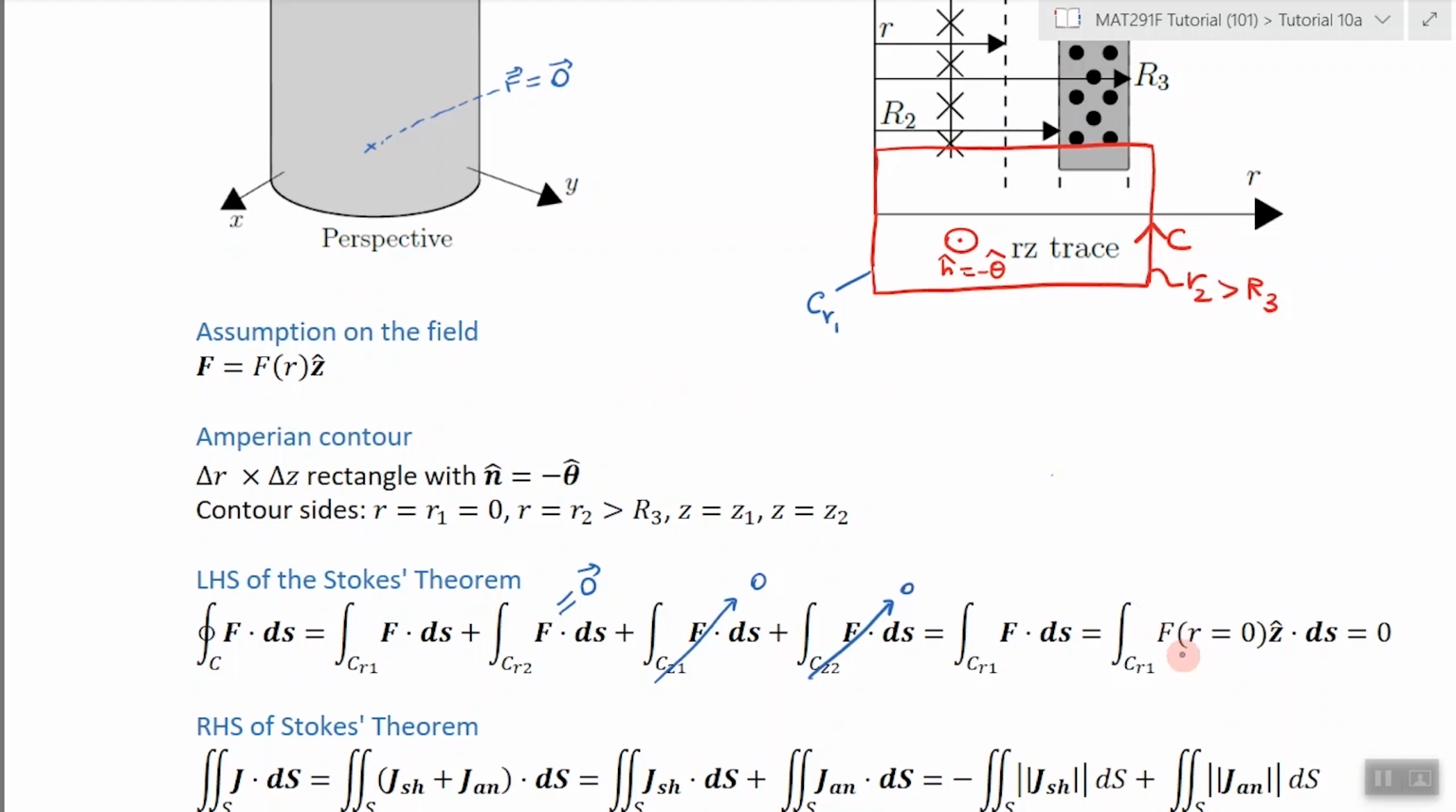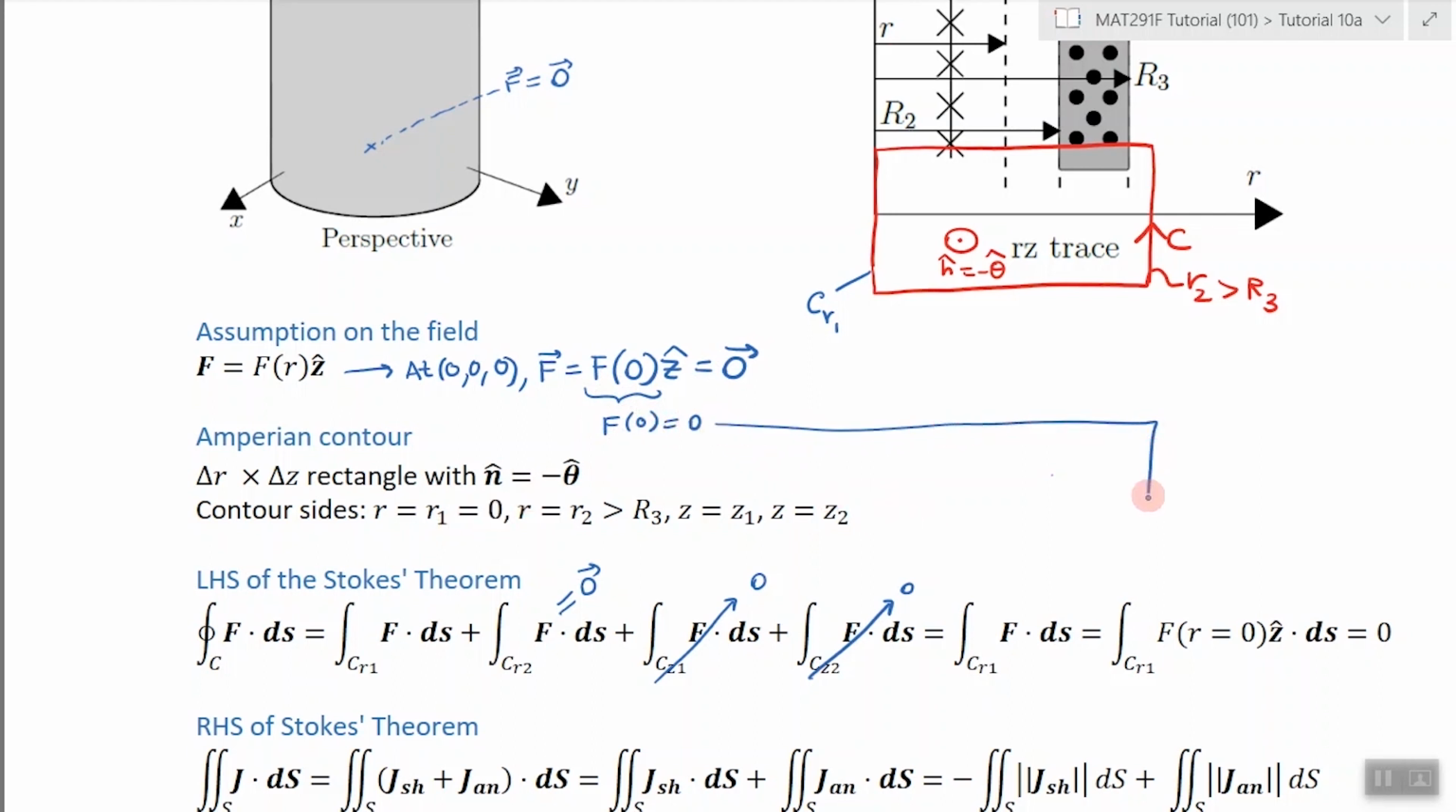Now, we actually know what this guy is because we know that when we're at 0, 0, 0, f of 0, r equals 0, z hat, equals 0. This means that f at 0 is equal to 0, right? So then plugging this into here, what you'll get is just 0 because you're integrating a 0 quantity.